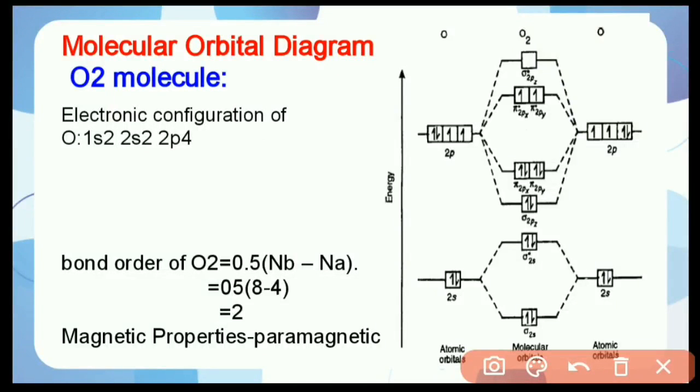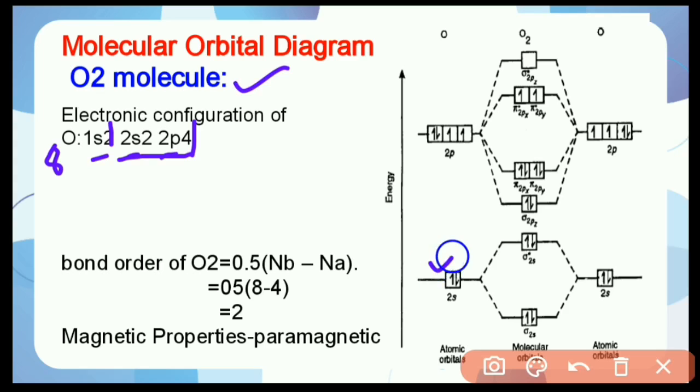Molecular orbital diagram of oxygen molecule. First write the electronic configuration of the oxygen atom. Oxygen has atomic number 8, so its electronic configuration is 1s2, 2s2, 2p4. In the MOT diagram, take only the valence shell atomic orbitals. So let's see the MOT diagram.